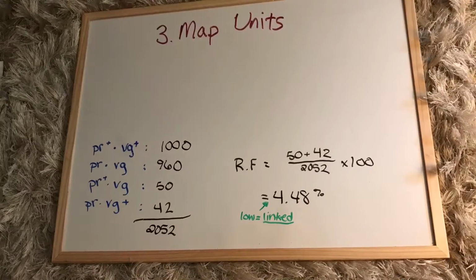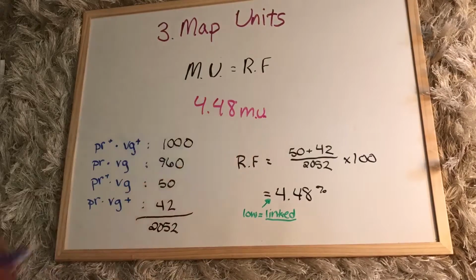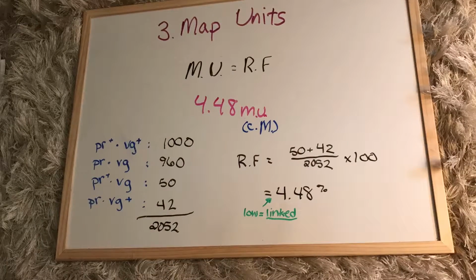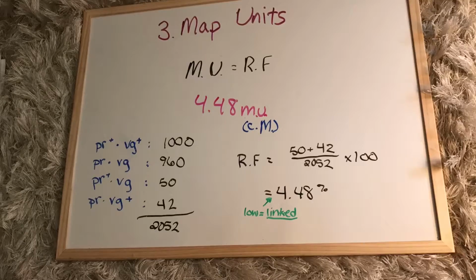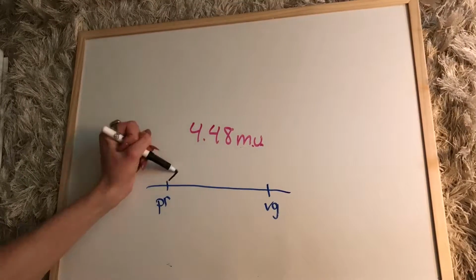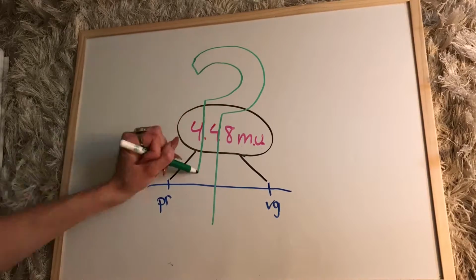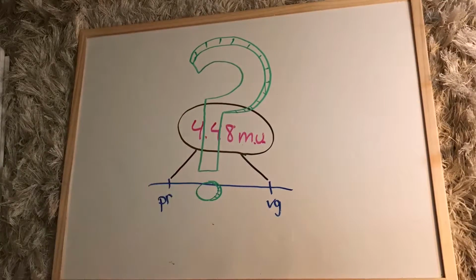Step number 3, find your mapping units. Once you completed step 2, this is super easy because mapping units equal recombination frequency. So as you can see here, we have 4.48 MUs, or mapping units, or cMs, centimorgans. What this means is that if you were to map PR and VG, they would be approximately 4.48 mapping units apart. But how will this help us with mapping?